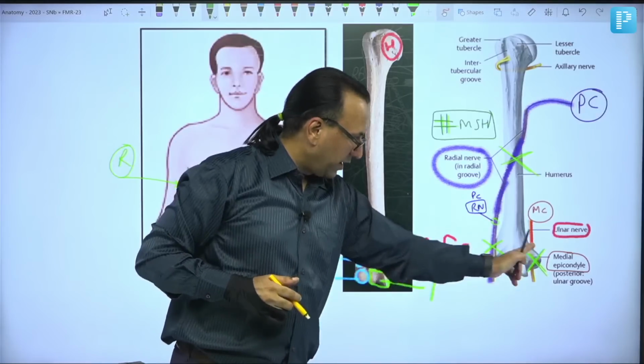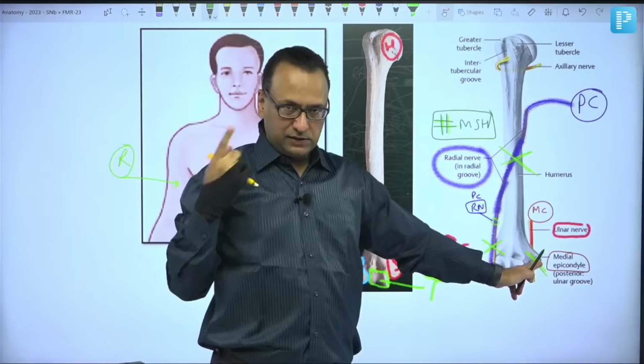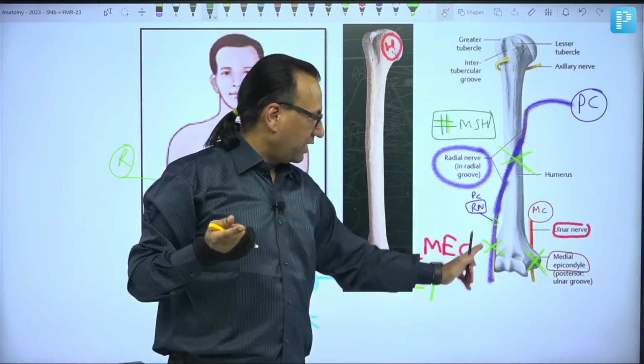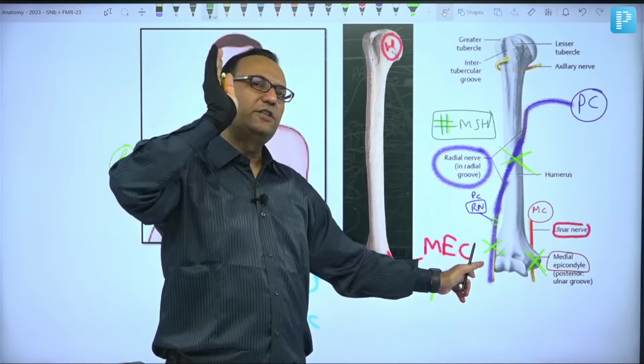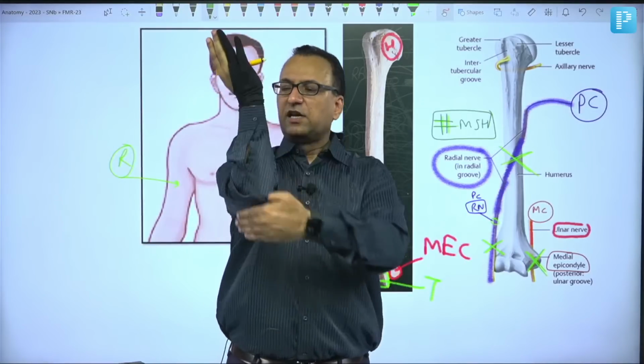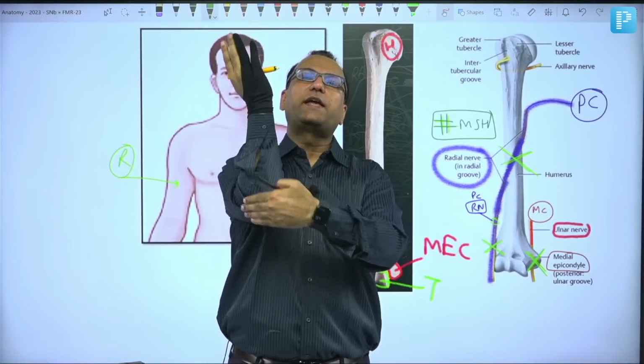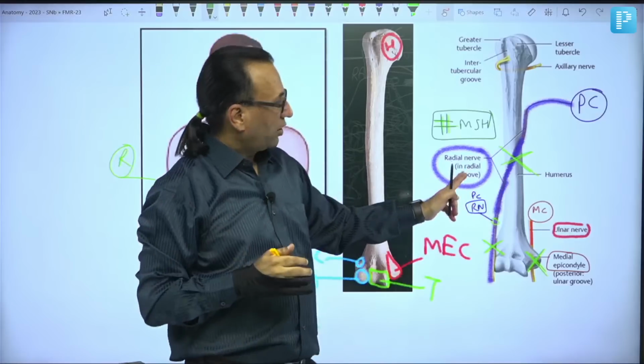If the ulnar nerve is compromised, then it is ulnar claw hand. If the radial nerve is damaged, wrist drop. There is inability to do wrist extension, because the wrist extensors, which are supplied by the radial nerve, are not working, so there will be a wrist drop.